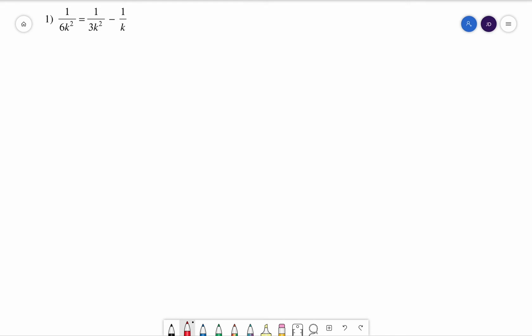If we take a look, when we have 6k squared, we have 3k squared, and we have k, the least common multiple between 6k squared, 3k squared, and k is going to be 6k squared. So basically what we want is 1 over 6k squared is equal to something over 6k squared minus something over 6k squared. Okay, so how do we do that?